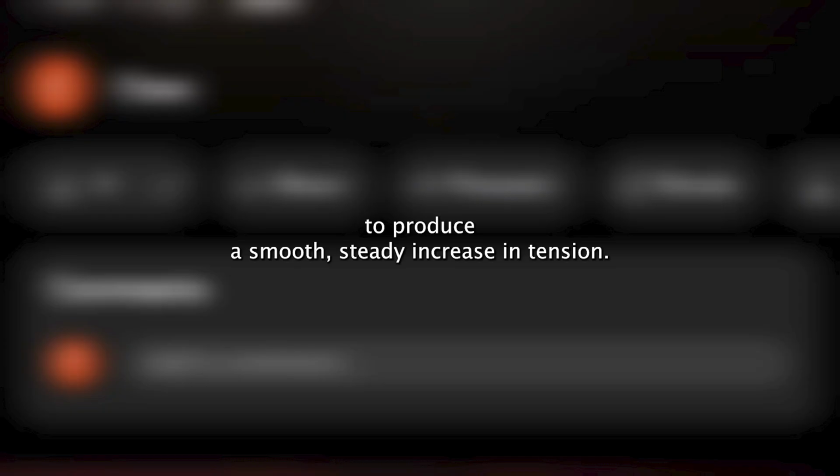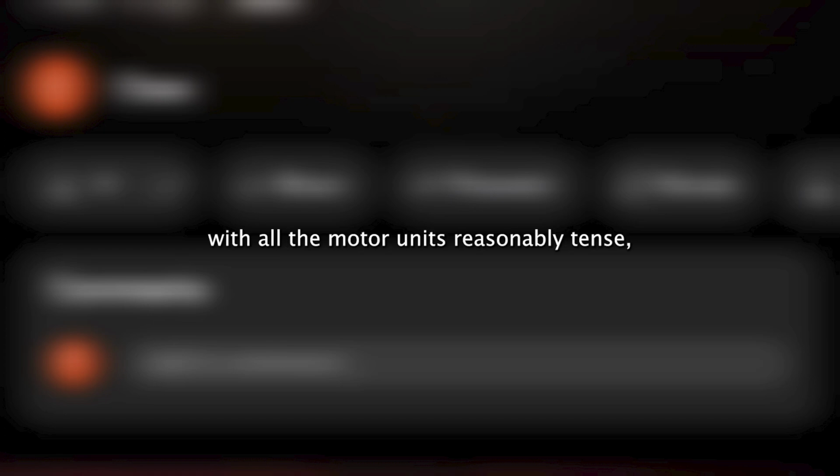Recruitment is an increase in the number of active motor units. It produces a smooth, steady increase in tension. Maximum tension is achieved when all the motor units reach complete tetanus, and it can be sustained for a very short time. Sustained contractions produce less than maximum tension. Motor units are allowed to rest in rotation.